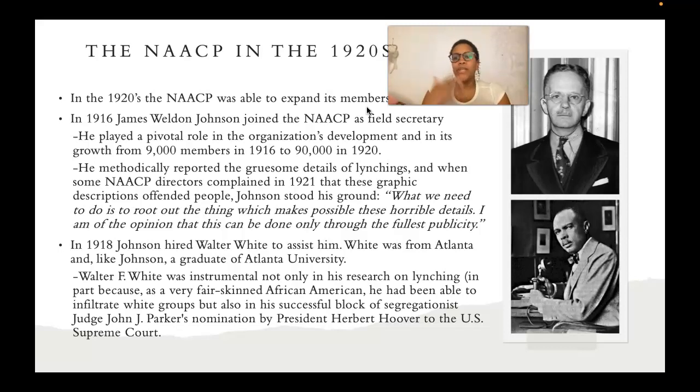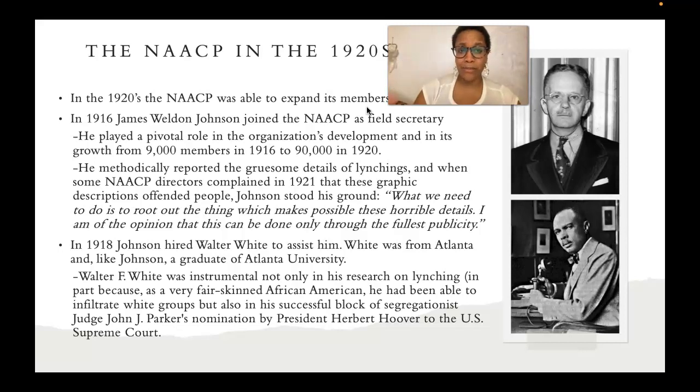But what he stated was, what we need to do is to root out the thing which makes possible these horrible details. I am of the opinion that this can be done only through the fullest publicity, right? So you have Johnson saying, look, y'all sensibilities, like, y'all are triggered, but really what we need to be doing is focusing on the telling, because if through the telling we can bring more awareness around the violence that is lynching, right?